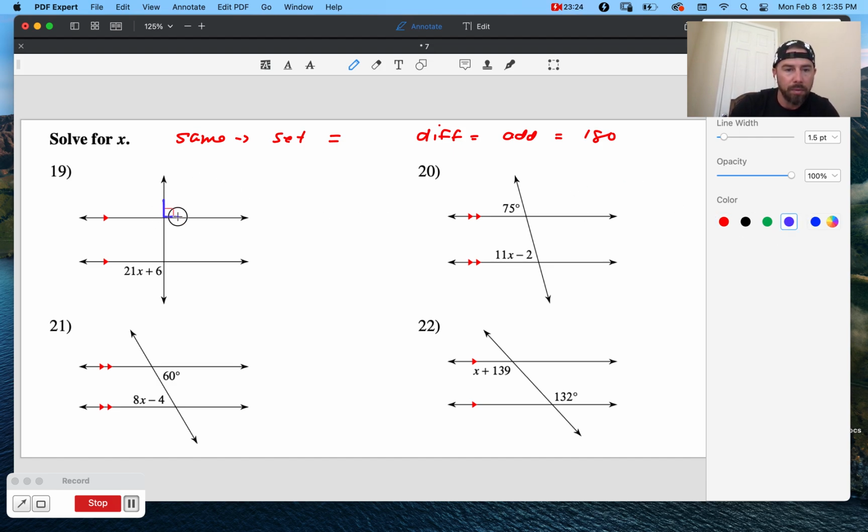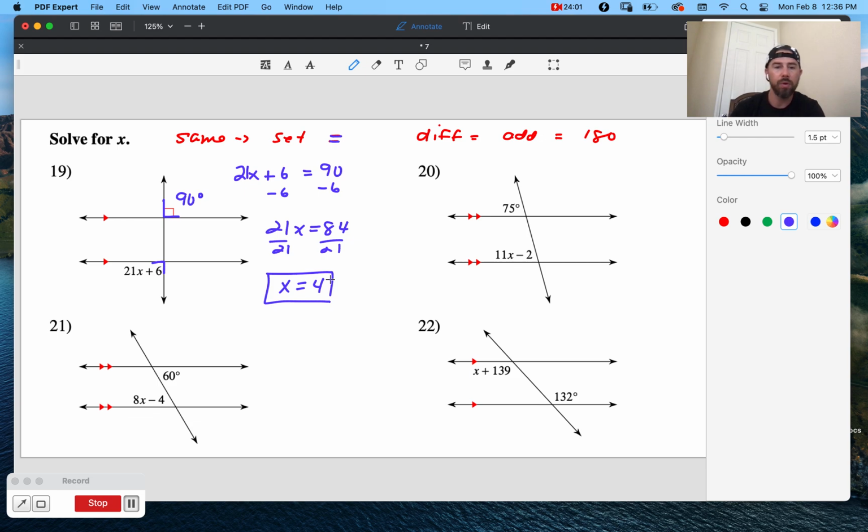Here we have a right angle, and here it looks like we have a right angle. They look the same, so we set them equal to each other. A right angle is 90 degrees. So we say the guy at the bottom, 21x plus 6, equals, because we're setting them equal to each other, the guy at the top. And then you subtract 6, 21x equals 84, x equals 4.